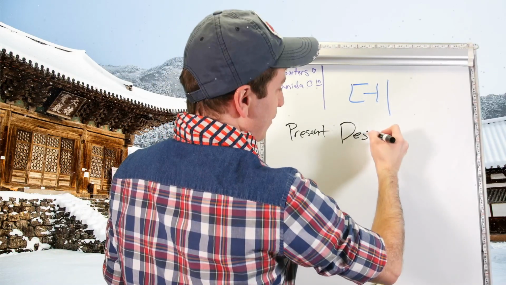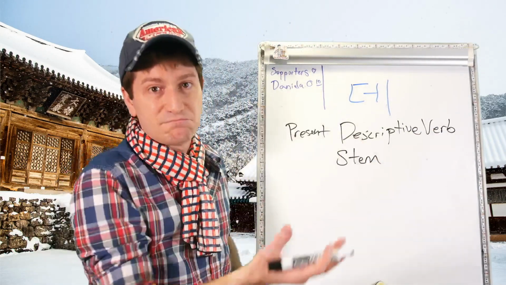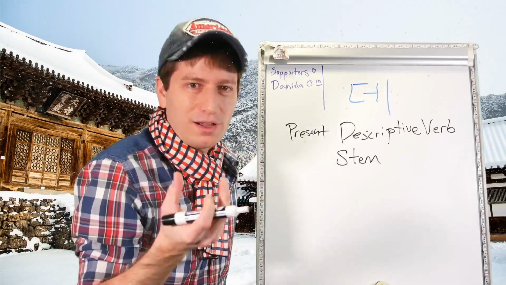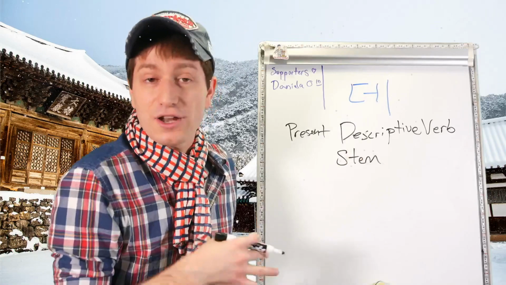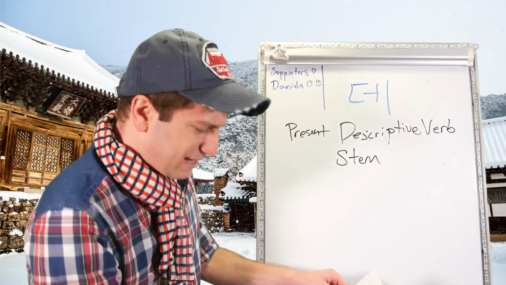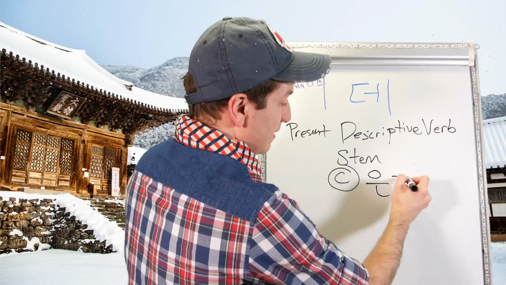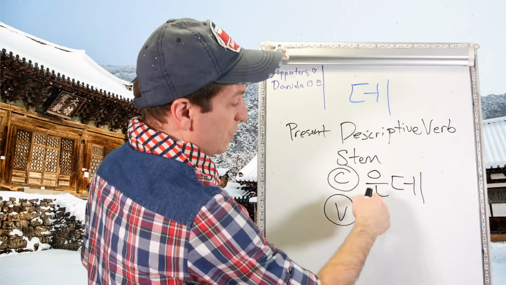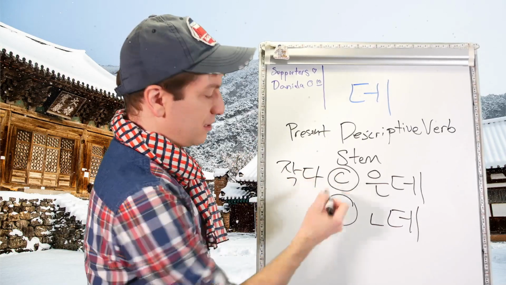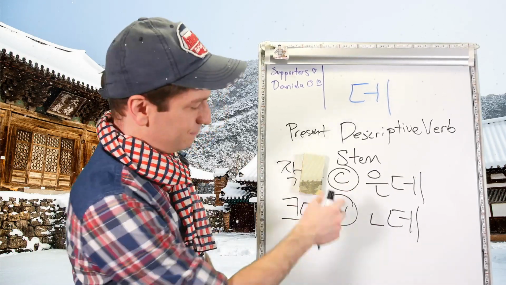If you have a descriptive verb, however, and a descriptive verb is anything that you're not doing, so to be big. Do you big something? No. To be green. But this is anything that you're not doing as an action. So those are called descriptive verbs. You take the stem, but you're going to attach something different. If the stem ends in a consonant, then you're going to attach 은데. And if it ends in a vowel, you're going to attach just a ㄴ followed by 데. 작다, to be small. So you get the verb stem, 작은데. 크다, to be big, 큰데.